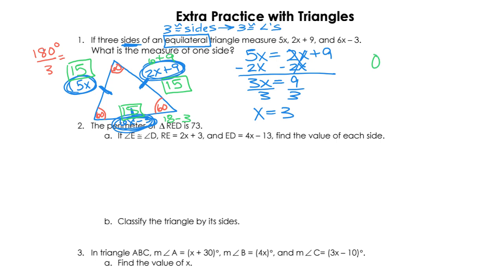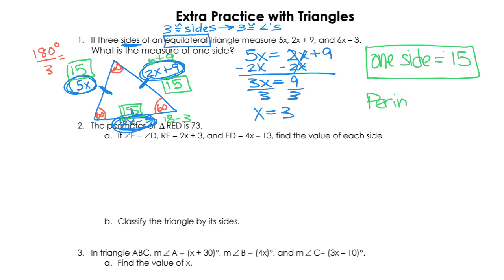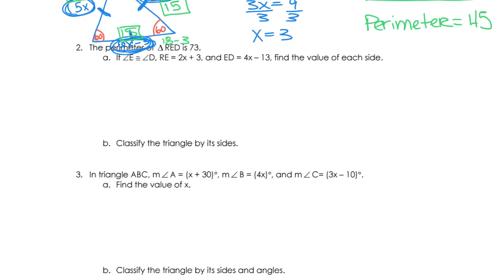And so we can go ahead and say one side equals 15. If they asked me for the perimeter, which they didn't, but I could, perimeter is the sum of all sides. So if I added up 15 plus 15 plus 15, the perimeter would be 45. Not that they asked for it, but just in case, another question might. Okay.